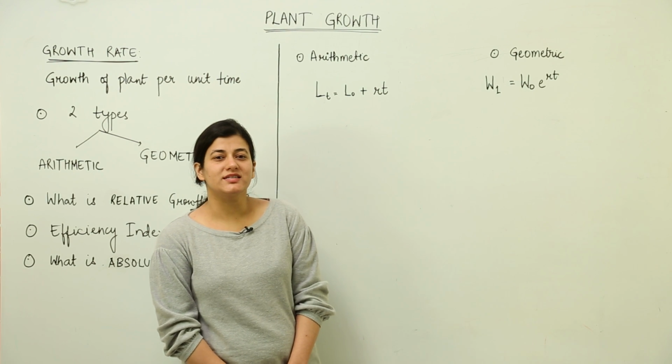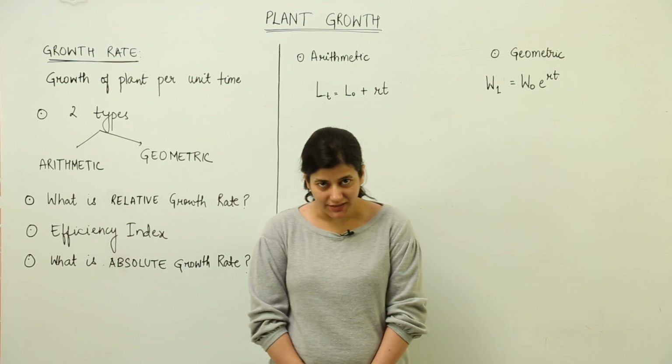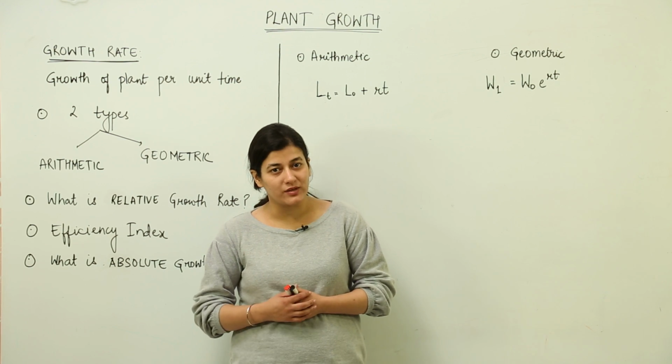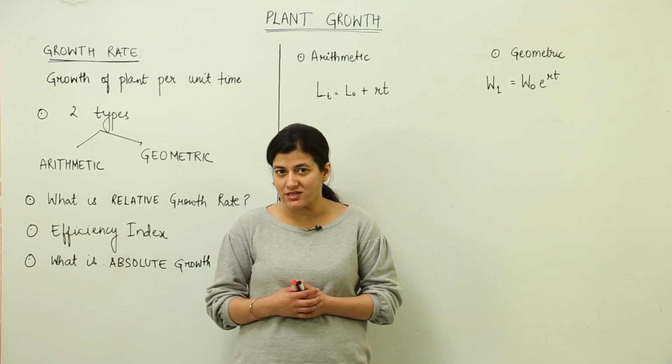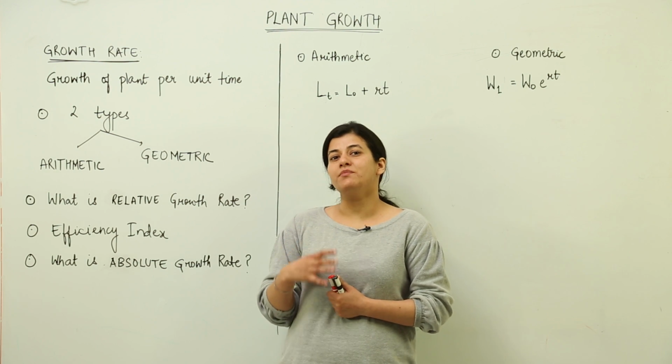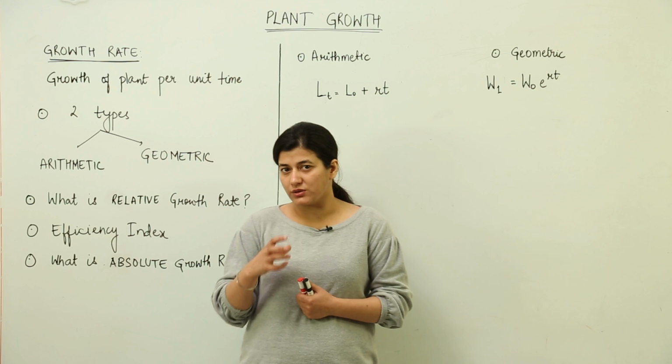Now we are going to discuss the growth rates. You know, plants show growth. The growth is a consequence of protoplasmic increase, that is, protoplasm is increasing as a result of meristematic division. That growth can be measured. We did talk about that growth can be measured.